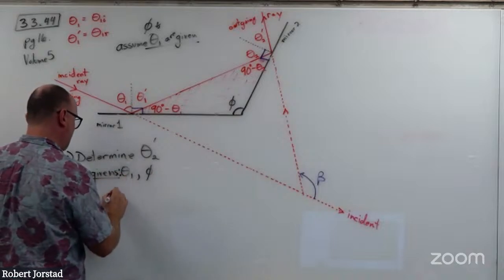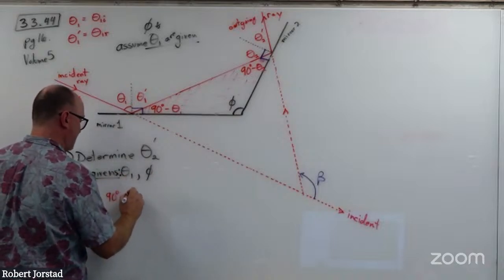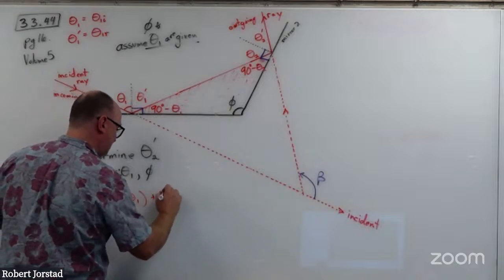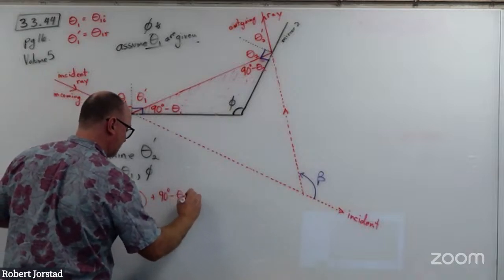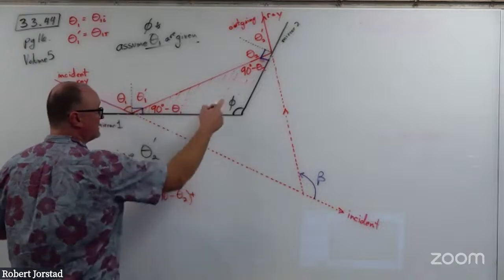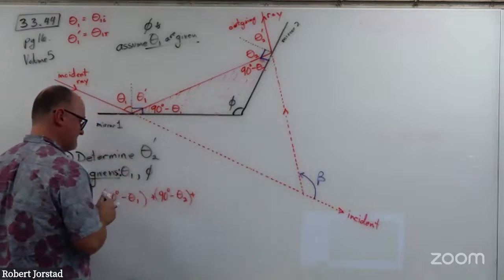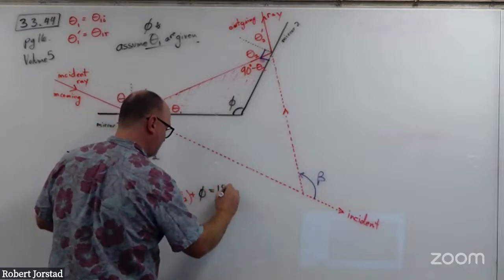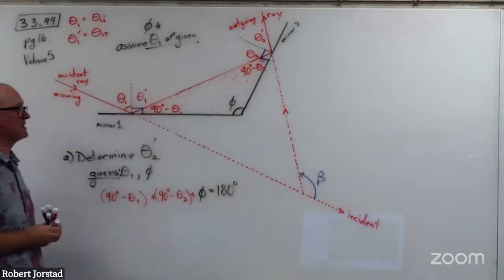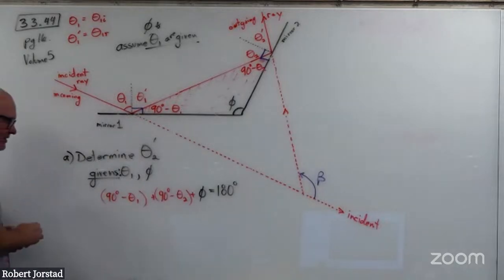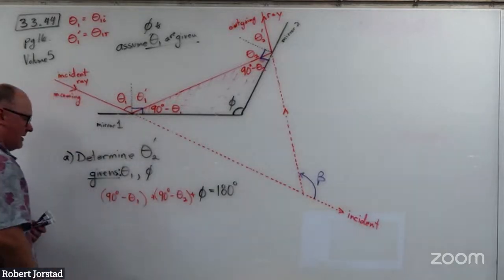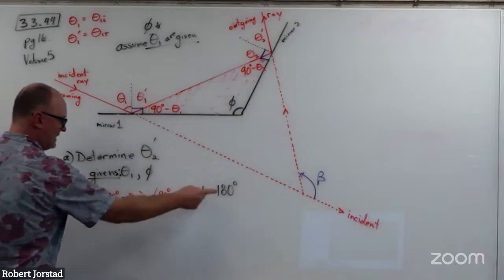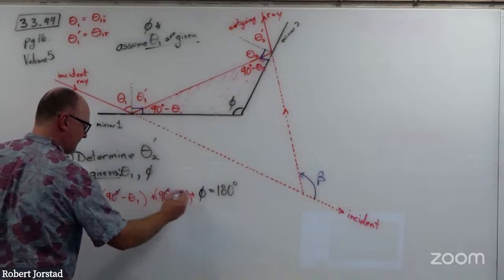So I see that 90 degrees minus theta 1 plus 90 degrees minus theta 2 plus phi is all equal to 180 degrees. We're going to use this a lot, so it's good to know the sum of the interior angles add up to 180. All right. Well, when I do this, I could cancel out 90 plus 90 equals 180. So I'm going to cancel those out really quick.